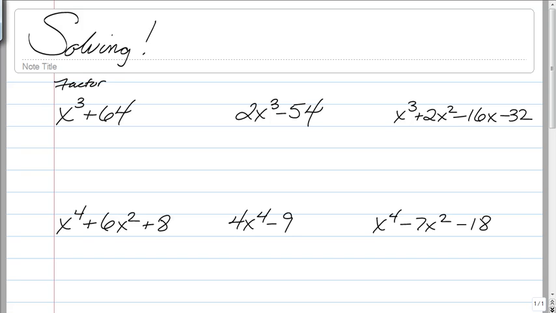Here goes a video on solving with factoring. So before we get to the solving part, I want to just recap a few different ways that we've factored before.